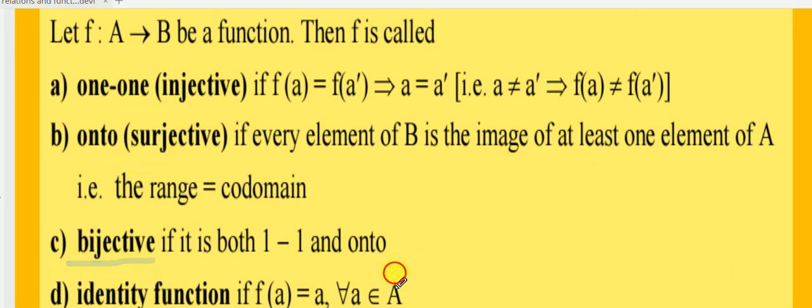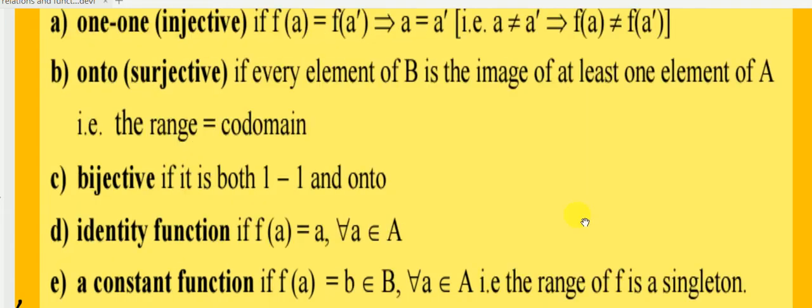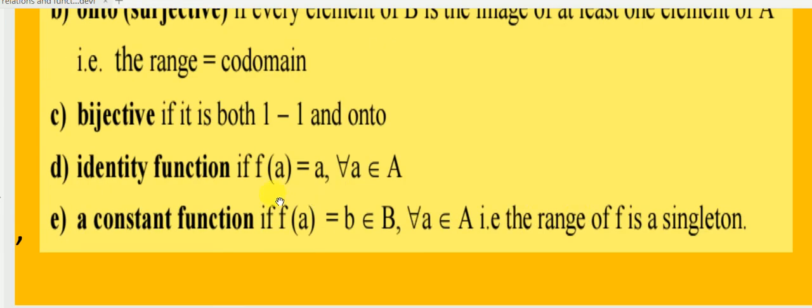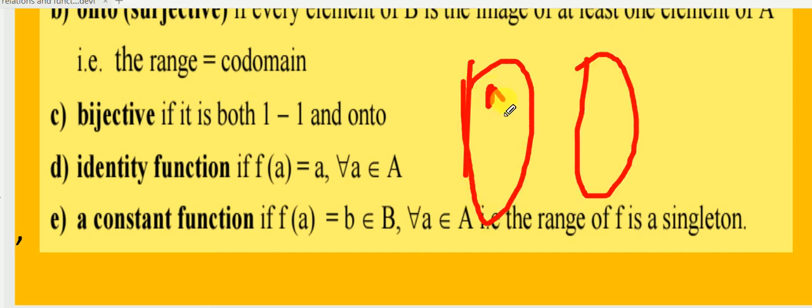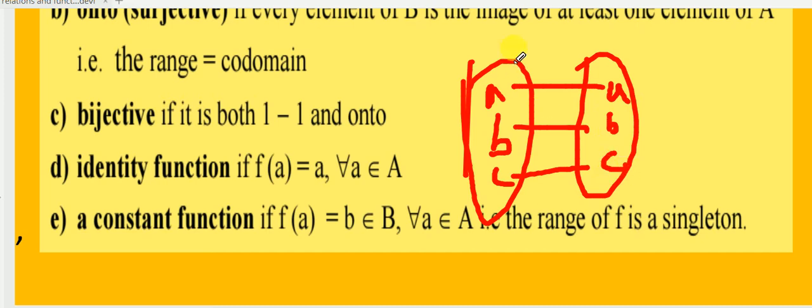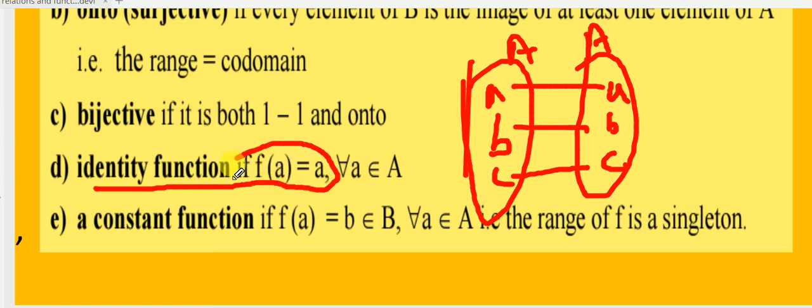So let us see what an identity function is. An identity function is one where every element of A is mapped to itself. If you consider the set A here with elements A, B, C, each element is mapped to itself, that is A, B, C. The identity function is mapped on the same set, A to A. If f(a) = a for all a belonging to A, then we say that the function is an identity function.